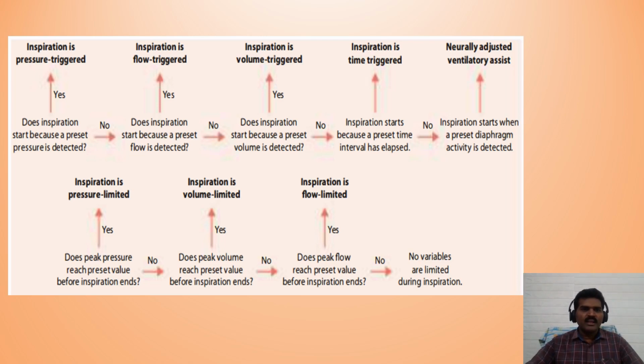Does the peak pressure reach a preset value before inspiration ends? Inspiration is pressure limited ventilation. If that is not the case, does the peak volume reach a preset value before inspiration ends? It becomes a volume limited inspiration. If that is not the case, does the peak flow reach a preset value before inspiration ends? This is flow limited ventilation. None of these happens. No variables are limited during inspiration.